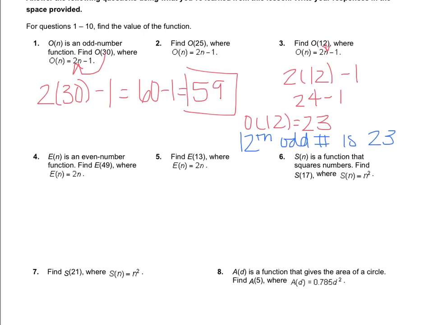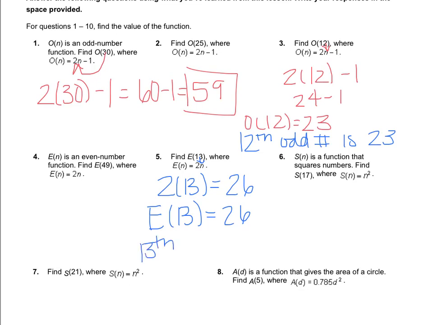Number 5 asks us to find E of 13, where E of n equals 2n. So we're going to plug in 13 here. So we're going to do 2 times 13, which is 26. So we would say that E of 13 equals 26. This is our even number function, so we could also say the 13th even number is 26.